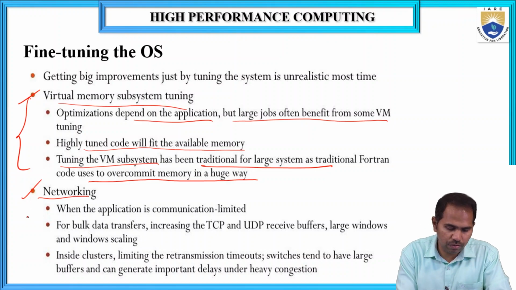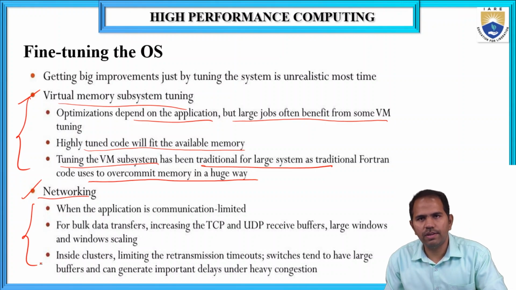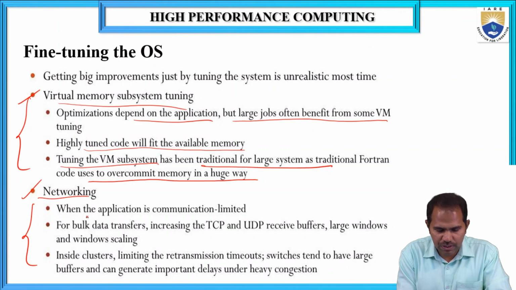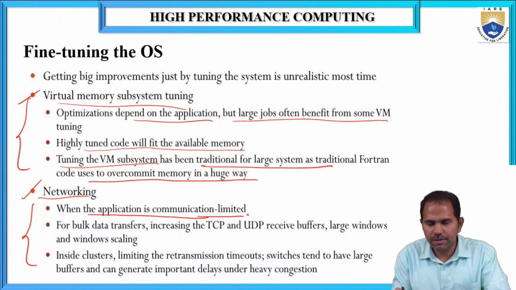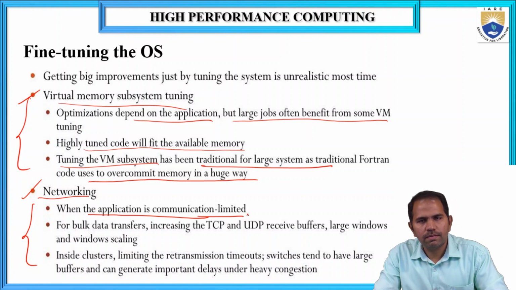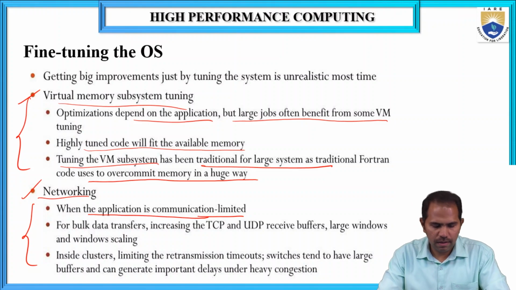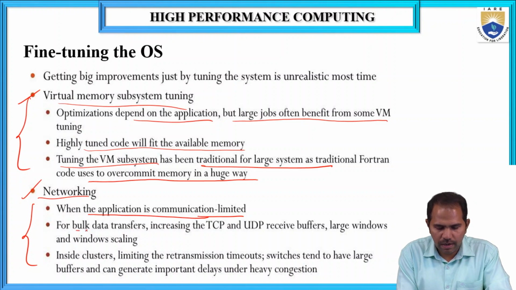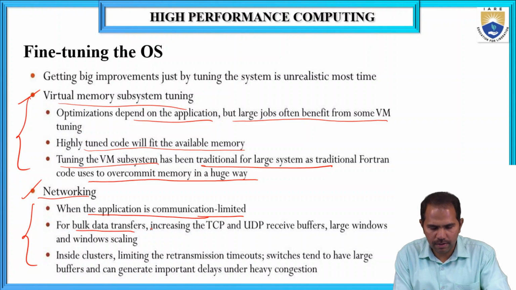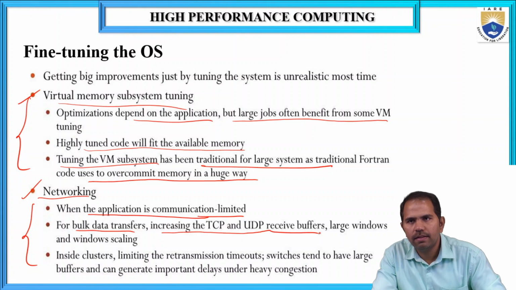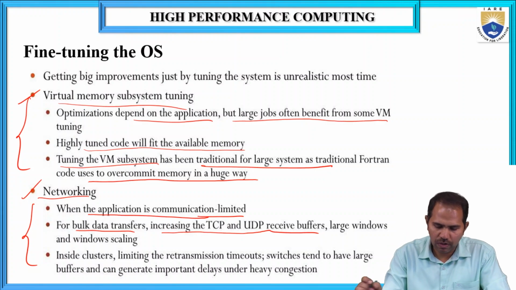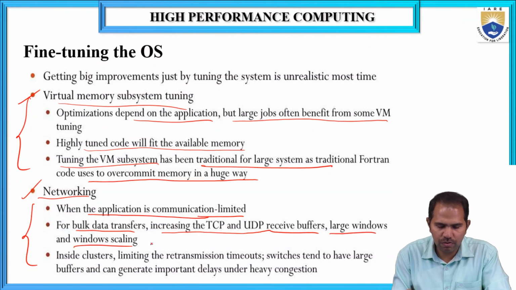And the next thing is network tuning. Network tuning applies when the application is communication limited. Most applications may be communication limited, and bulk data has to be transferred. When bulk data is transferred, increase the TCP and UDP receive buffers, and use large windows and window scaling.